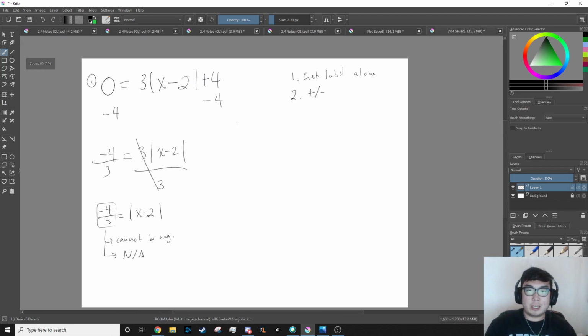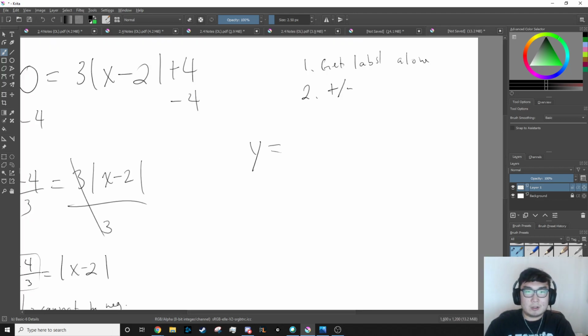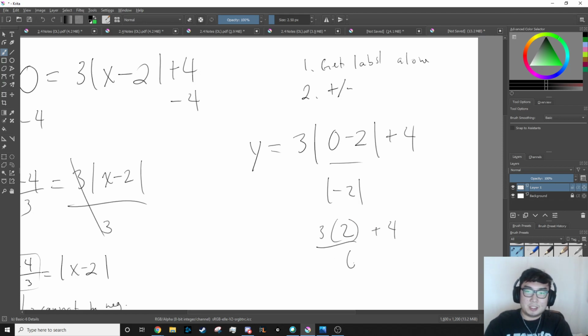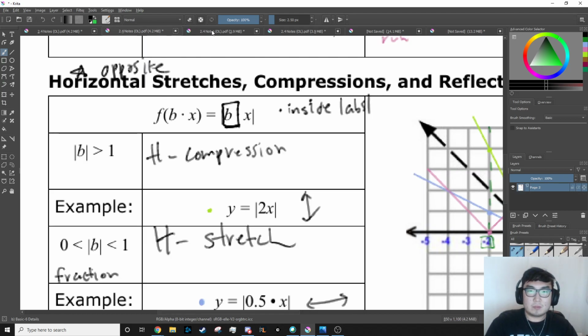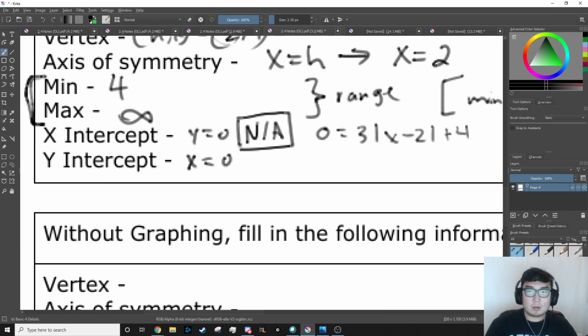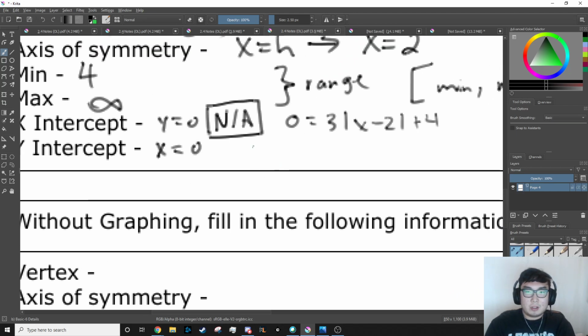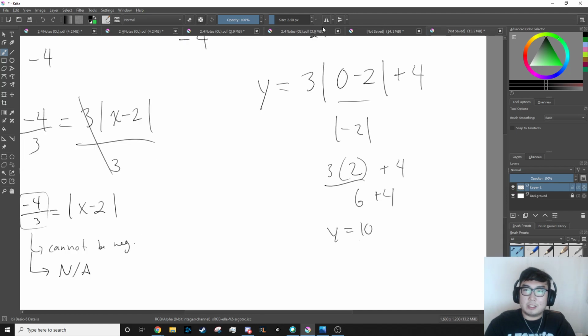Okay, let's try the y-intercept. So this is y is equal to 3 absolute value of 0 minus 2 plus 4. So this becomes negative 2. This becomes 2 times 3 plus 4. This is 6 plus 4. y is equal to 10. Nice. So this is 0, 10. Is it 0, 10? Yeah, it is. 0, 10.